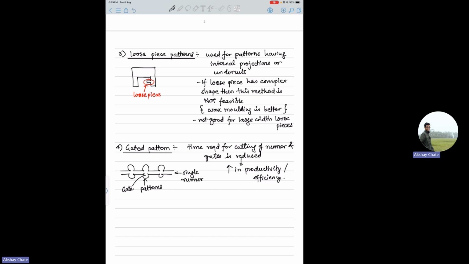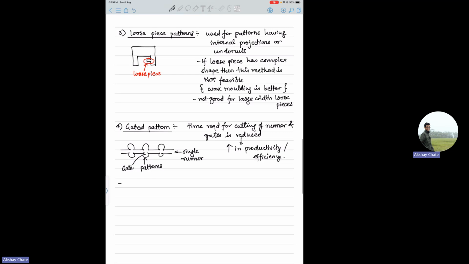Okay, so one limitation is, it is not suitable for complex pattern shapes. You can make simple pattern shapes, but if it is too complex, you cannot use gated patterns. Then you have to see whether wax or centrifugal or whatever is required.